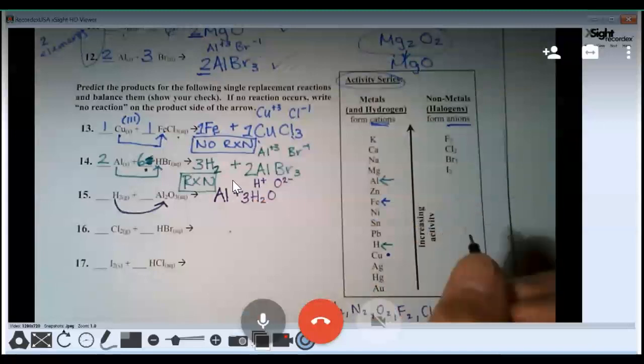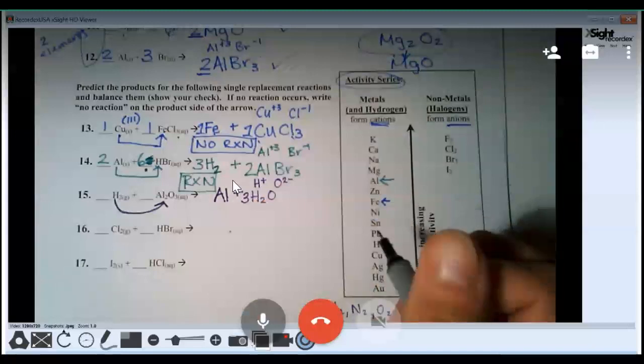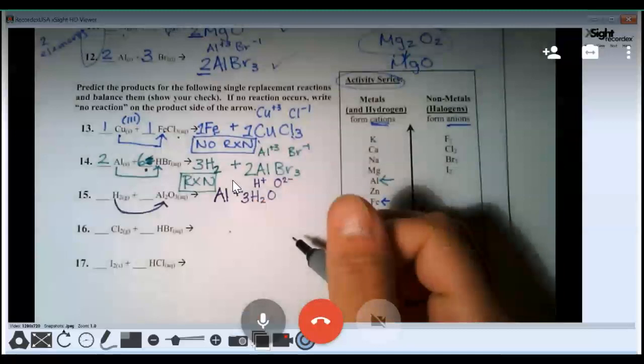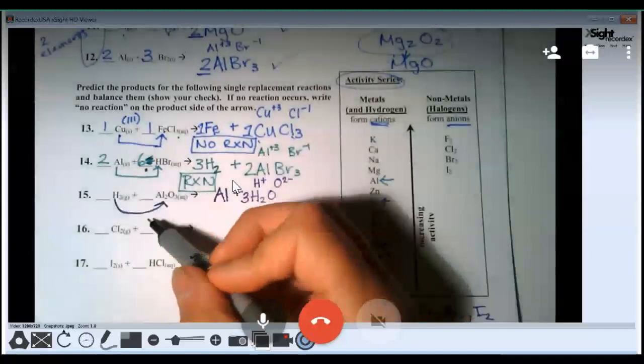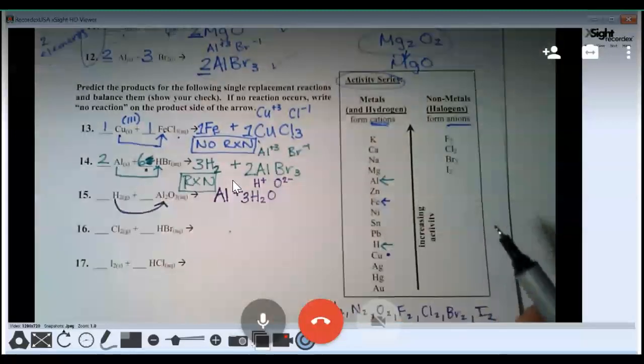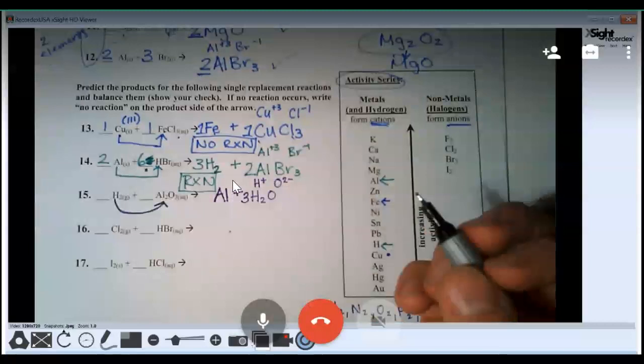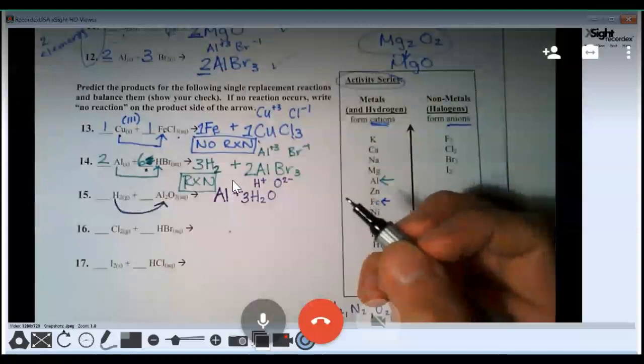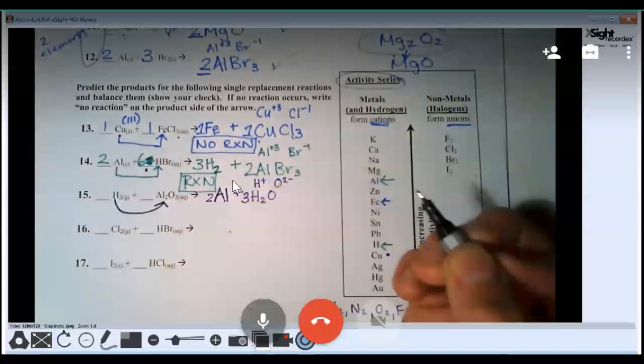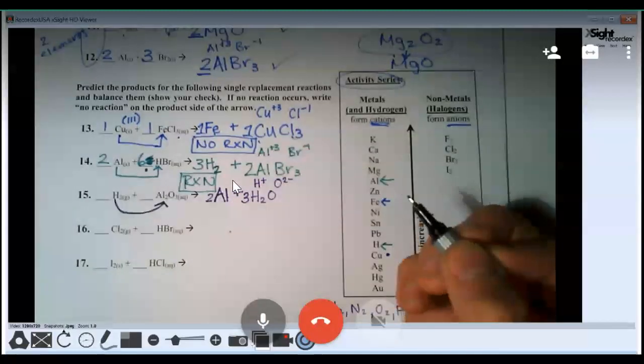Okay, what else is out of balance? The amount of aluminum. Okay, how can we fix that? We have 2 on the reactants and only 1 over here on the products. Yep, put a 2 in front of aluminum. Anything else?